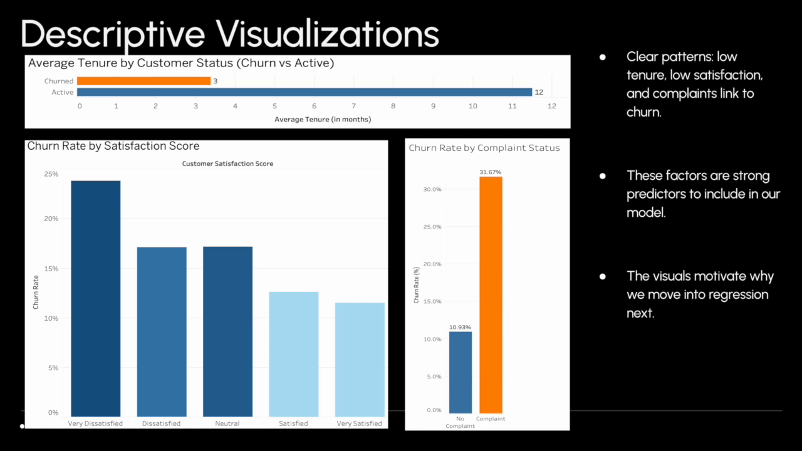On the right, complaints show the strongest separation. Customers who submitted a complaint have a churn rate of about 32% compared to around 11% for those with no complaints. All these visuals tell the same story: low tenure, low satisfaction, and complaints all show strong relationships with churn. That's why we carry these variables forward into this regression model. The descriptive patterns give us a reason to test them further.